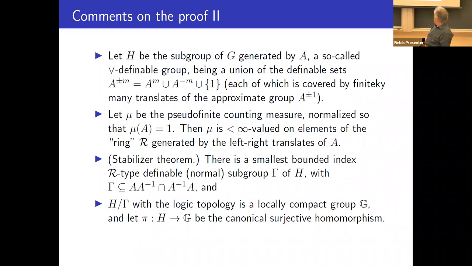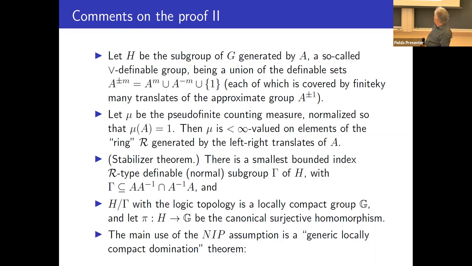And we take the canonical surjective homomorphism from H to G, where gamma is like H^{00}. This is actually a locally compact group in logic topology. Do I have to say what logic topology is? I'm going to leave it for now. And the main use of NIP is a generic locally compact domination theorem. This is the structure theorem, domination theorem. It's like compact domination, generic compact domination. It's generic locally compact domination.